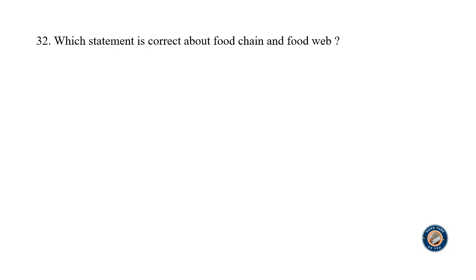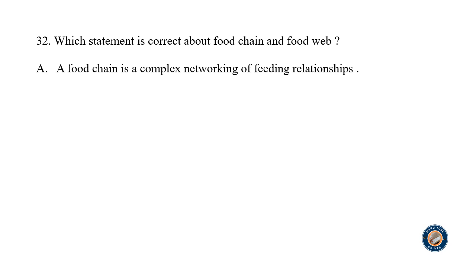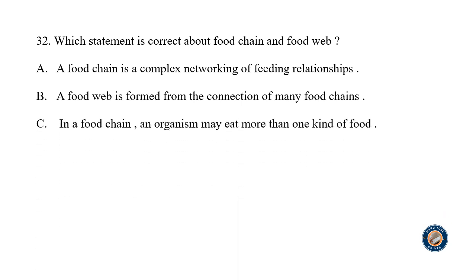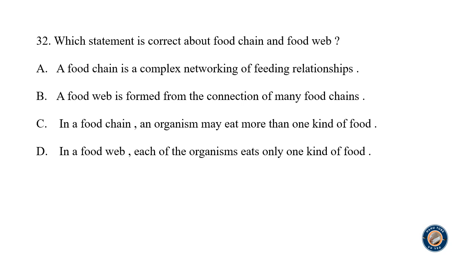Question number 32. Which statement is correct about food chain and food web? A. A food chain is a complex networking of feeding relationships. B. A food web is formed from the connection of many food chains. C. In a food chain, an organism may eat more than one kind of food. D. In a food web, each of the organisms eat only one kind of food.